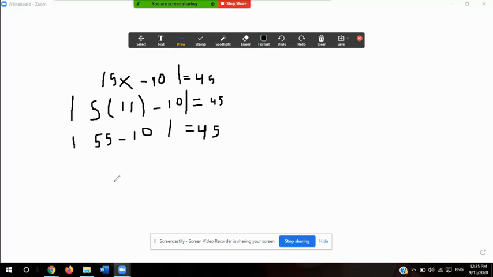And this would be 55 minus 10, which is 45. And you have the absolute value of 45, which is 45. You just keep bringing this down. And of course, 45 equals 45. So the first answer is correct.